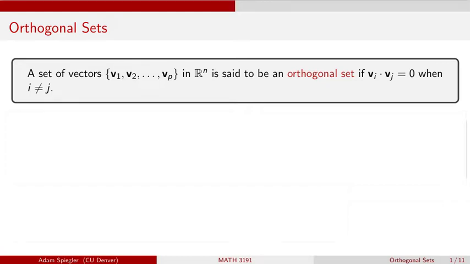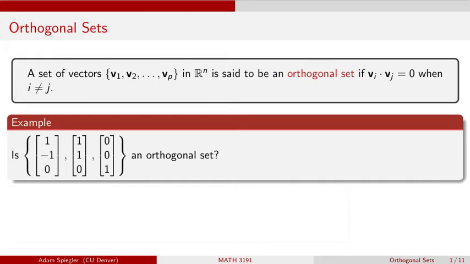So let's consider a set of p vectors v1, v2, all the way up to vp, and these are all vectors that are in Rn. Such a set of vectors is said to be an orthogonal set if the dot product of vi and vj is equal to 0 for i not equal to j. So in other words, taking any pair of vectors, their dot product gives us 0. So every vector in the set is orthogonal to every other vector in the set excluding itself.